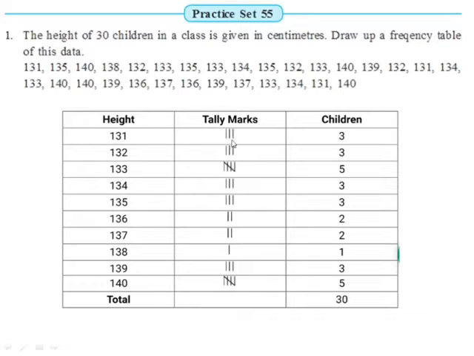Here there are 3 tally marks, so the frequency is 3. Here, that is 3 children's height is 131 centimeter. Then, in the second row, here there are 3 tally marks, therefore, the frequency is 3. That is, 3 children's height is 132 centimeter. Then here there are 5 tally marks, therefore, we will write here 5 as the frequency, that is 5 children's height is 133 centimeter. Then 3 tally marks are there, so the frequency is 3.